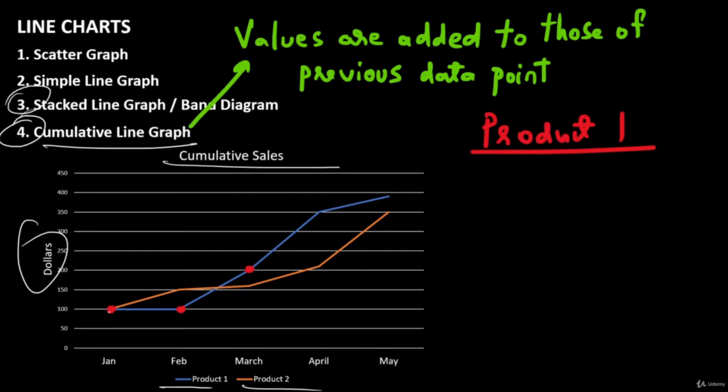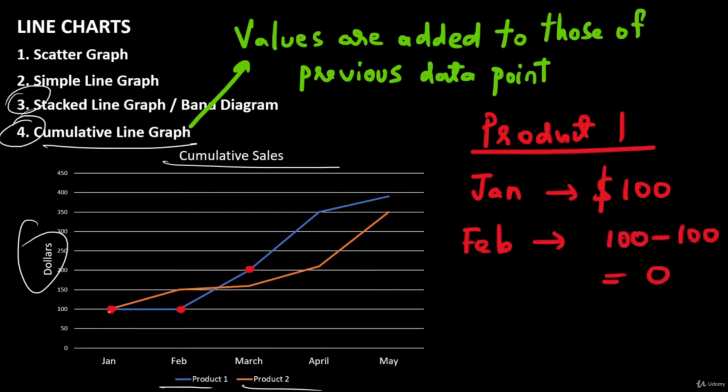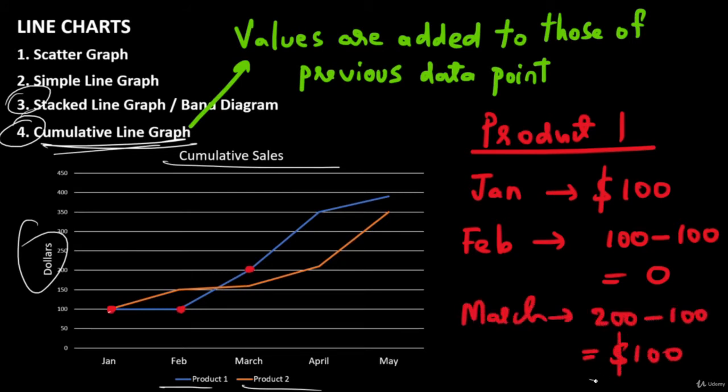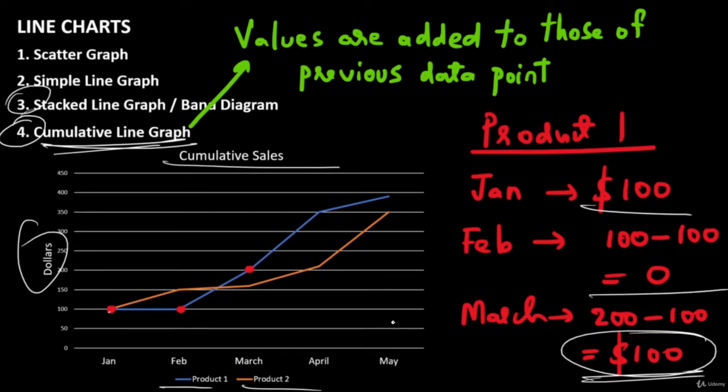Now, in Jan, the product sold $100. In Feb, the product sold 100 minus 100, which is equal to $0, right? Because it's given that this is a cumulative line graph. So we add up, right? And in March, the product sold 200 minus 100, which is equal to $100. This is how you interpret a cumulative line graph. Now over here, you have 100.